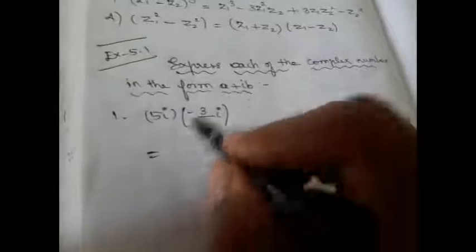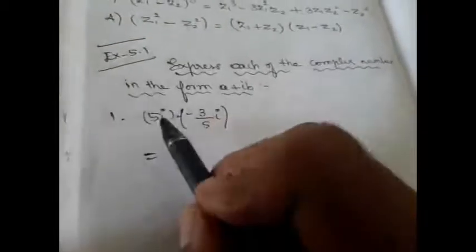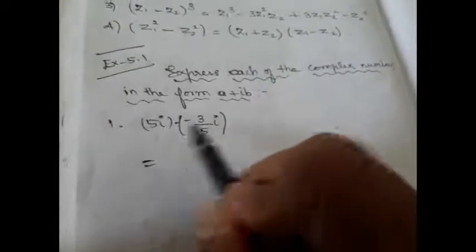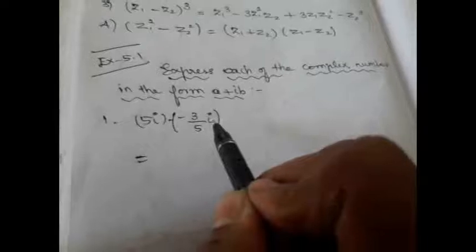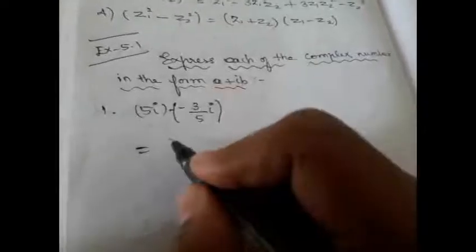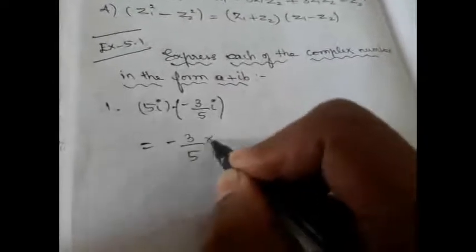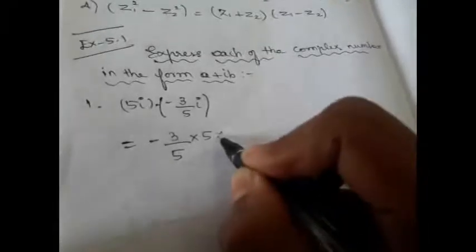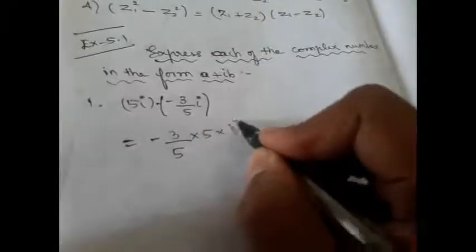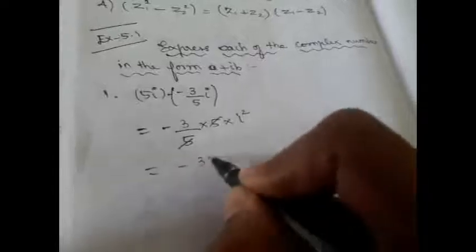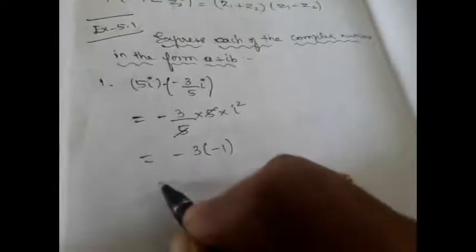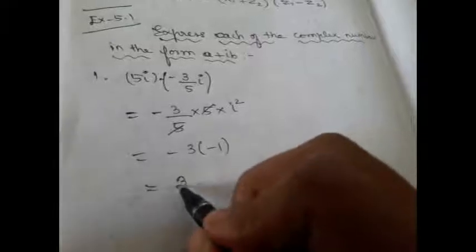Now how will you do this? It's mere multiplication and we have only one term here. Only the imaginary parts are there in both the complex numbers. So multiply: this will become minus 3 by 5 into 5 into i, which will become i square. So 5 will get cancelled. This is minus 3 into i square, and the value of i square is minus 1. So minus into minus is plus, and 3 ones are 3. So we got the answer as 3.